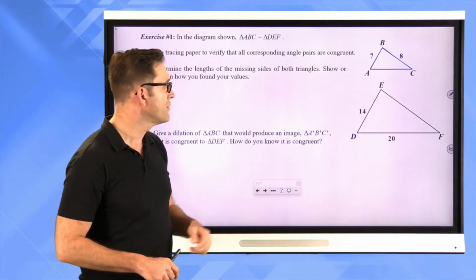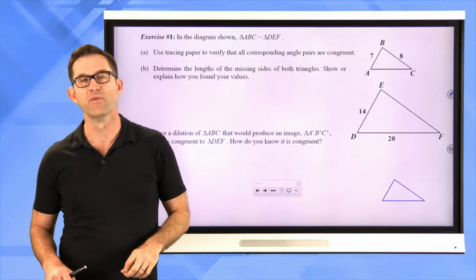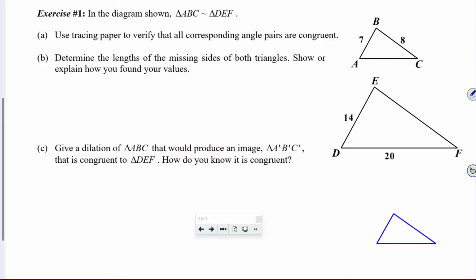All right, well, it doesn't hurt to start with angle A. If I move angle A down there, I can see that those two angles are certainly congruent. If I move angle B up so that it corresponds with vertex E, I can see that those two angles are equal. And if I move C down to F, I can see that those two angles are equal. Move my little tracing paper off so that we can then move on to letter B. Talking about letter B, determine the lengths of the missing sides of both triangles. Show or explain how you found your answers.